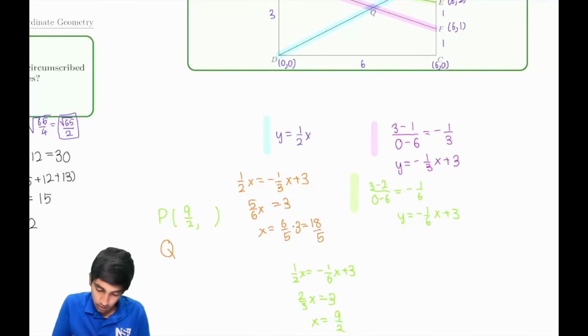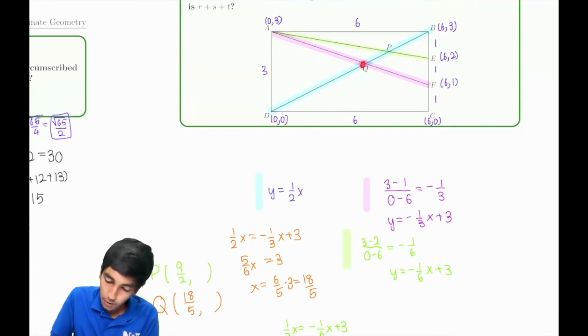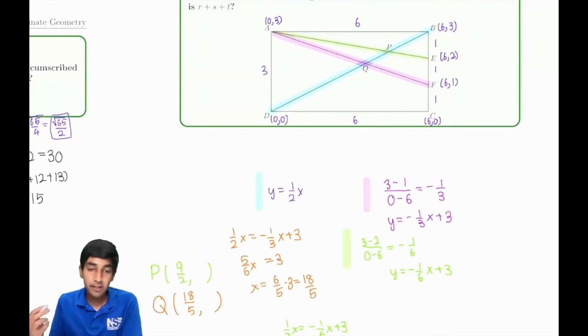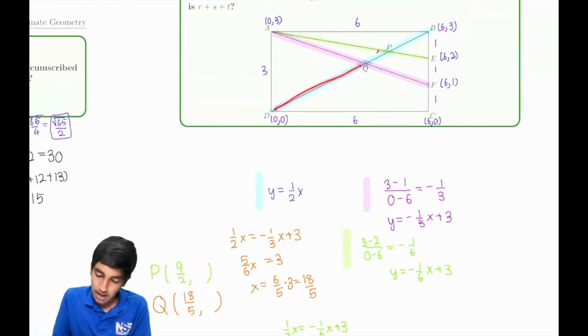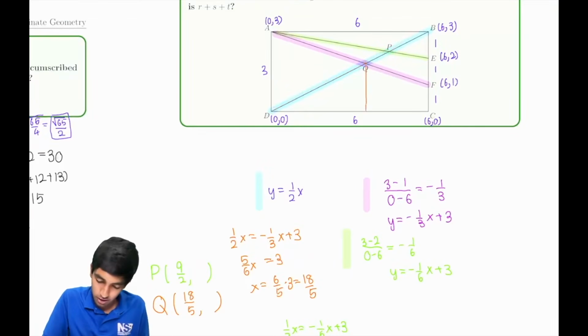So Q is 18 over 5, and I'm not going to find the y coordinate, and you'll see why in a second. Now one way of finishing this is to find the y coordinates of P and Q, and then use a distance formula using this, this, and this. But that's long. We're always looking for the smart solutions here. Let's take a look at the smart solutions here.